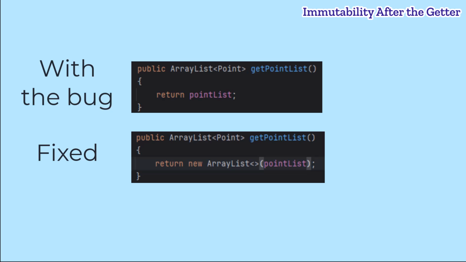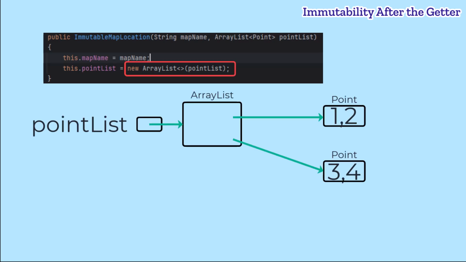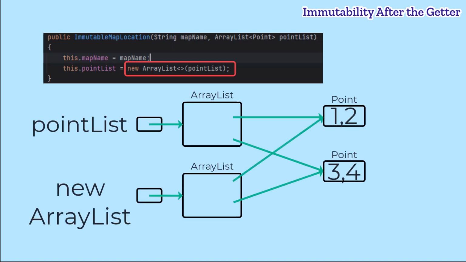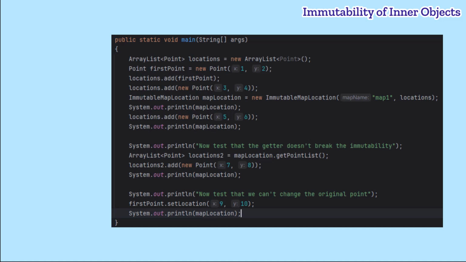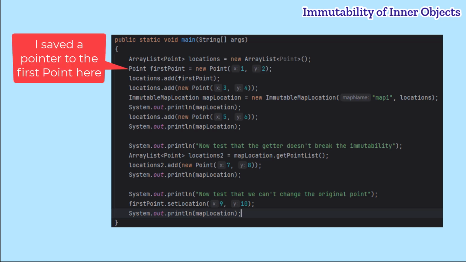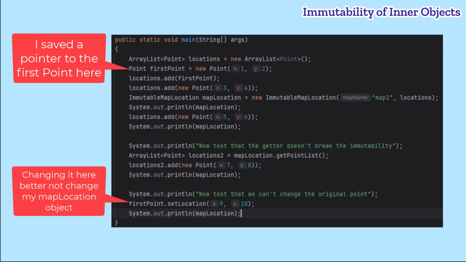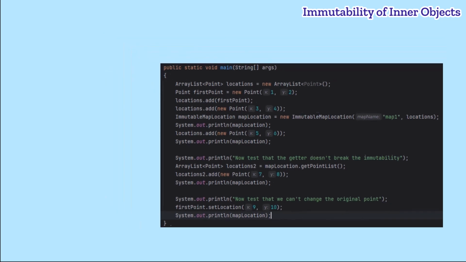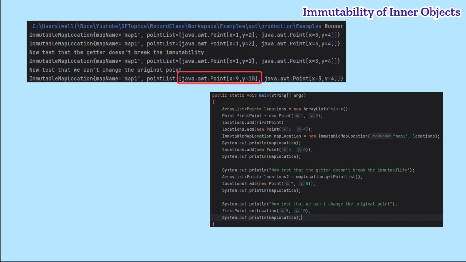Oops, not quite. The way I copied the list was to create a new array list from it. This makes a list of the objects that the first list was made of. Oh no. Now look at this. If I save a reference to one of the point objects, I can change it after we've made it an immutable map location object. That is not good.